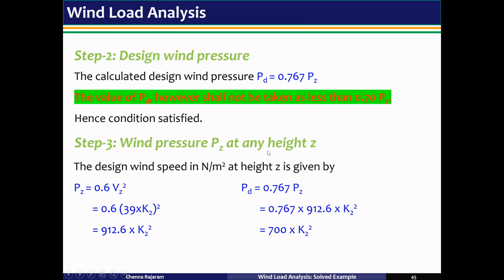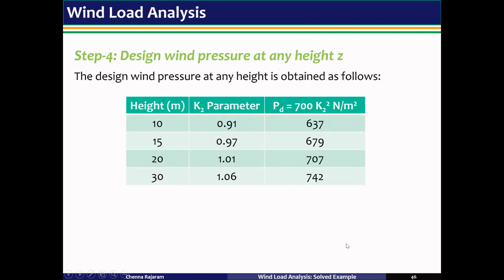Wind pressure Pz at any height Z, the design wind speed in Newton per meter square at height Z is given by Pz equal to 0.6 into Vz square, where Vz is equal to 39 into K2, as we calculated in the previous slides, which is equal to 912.6 into K2 square. And the Pd value is 0.767 into Pz. Substituting the Pz value in this equation, we arrive at Pd equal to 700 K2 square.